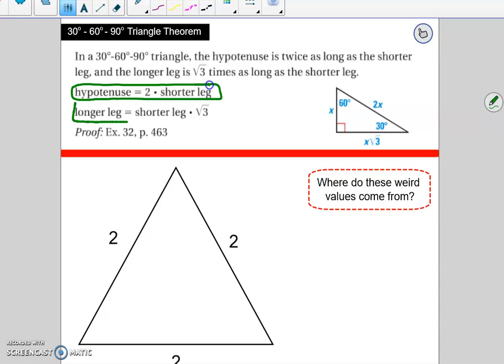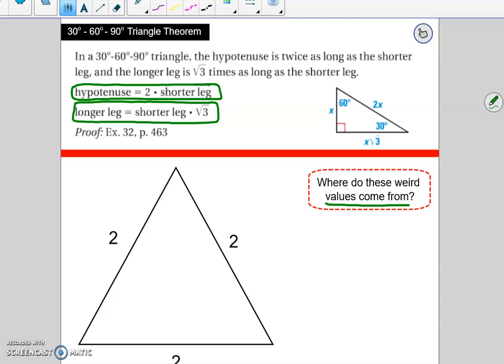And then also we can compare the longer leg to the short leg and say, well, the longer leg has to be the square root of 3 times the short leg. And so I've got this question down here saying, what in the world are all these goofy square root of 3, square root of 2 types of equations? Where are they coming from?